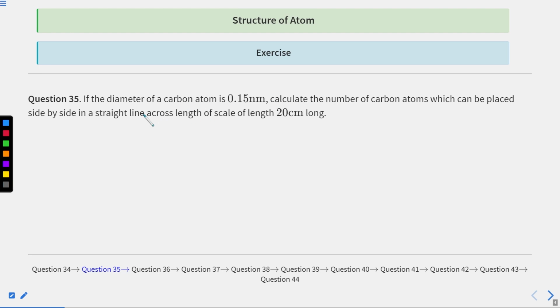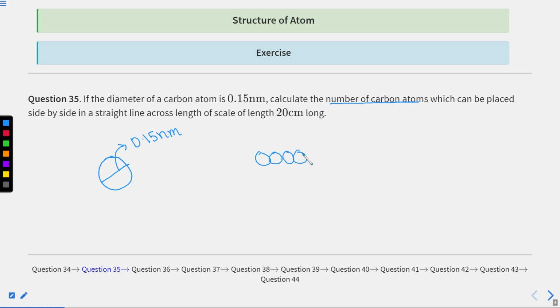Next, if the diameter of a carbon atom is 0.15 nanometer, what is given? The diameter value is given. So suppose this is our carbon atom and its diameter is mentioned as 0.15 nanometer. Now what we have to calculate? We have to calculate the number of carbon atoms which can be placed side by side. Side by side means like this. So we are placing each of the atoms side by side.